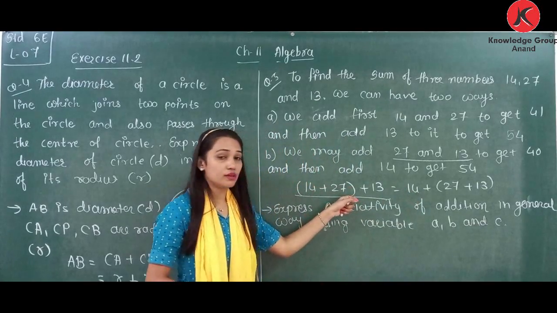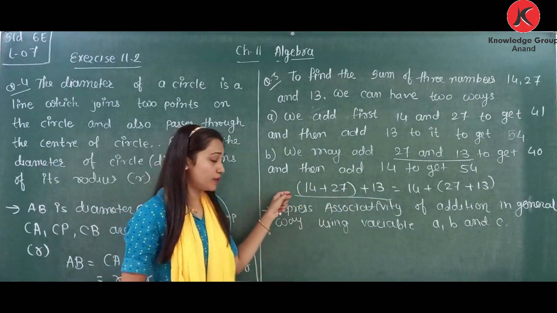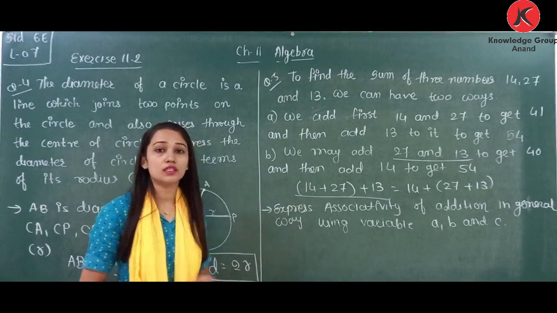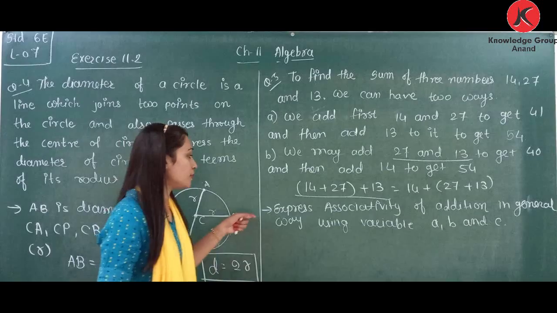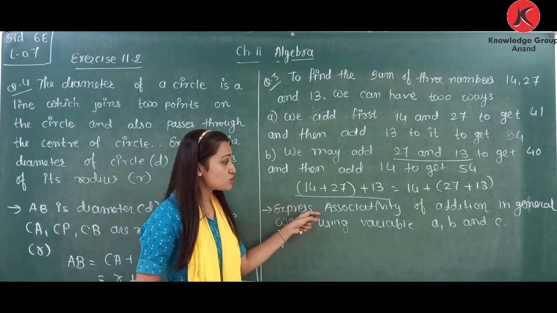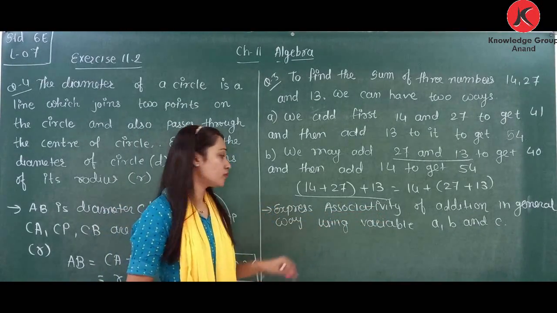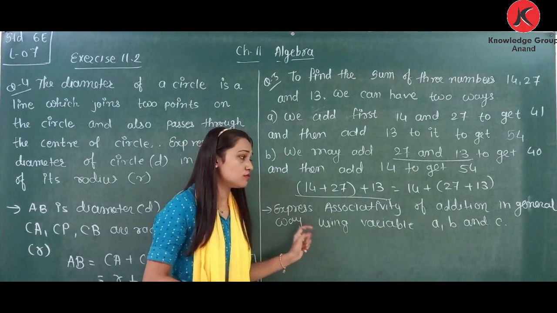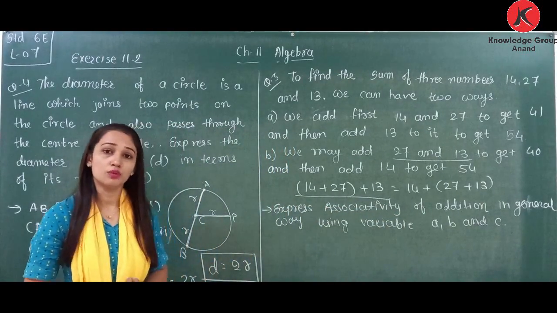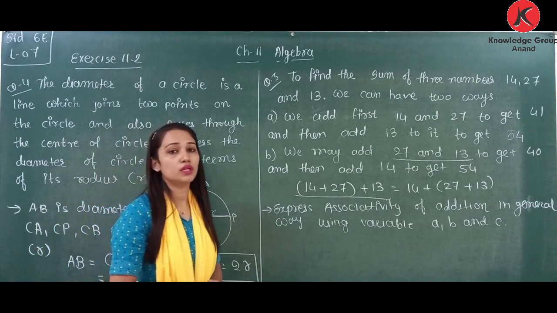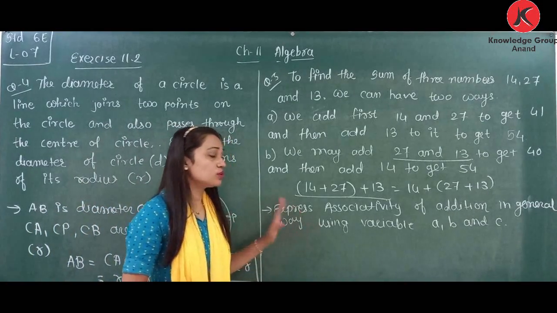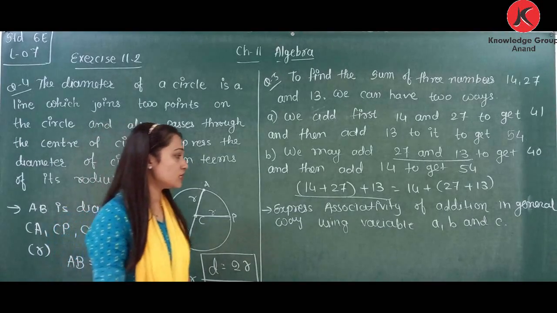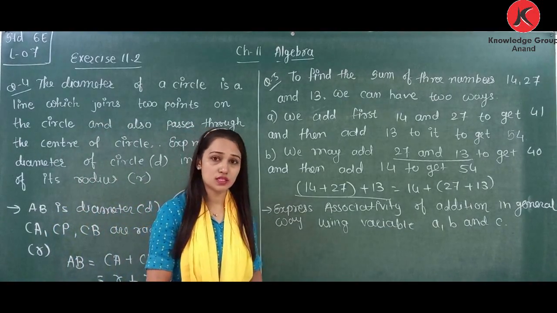So with the bracket, we already know that whenever there is a bracket, first solve the bracket. You already learned this property in whole numbers. So which property is this? This is the associativity of addition. So express the associativity of addition in a general way using variables a, b and c. In the previous video we already learned the property for numbers. So you need to represent the associative property in a general way using variables a, b and c.